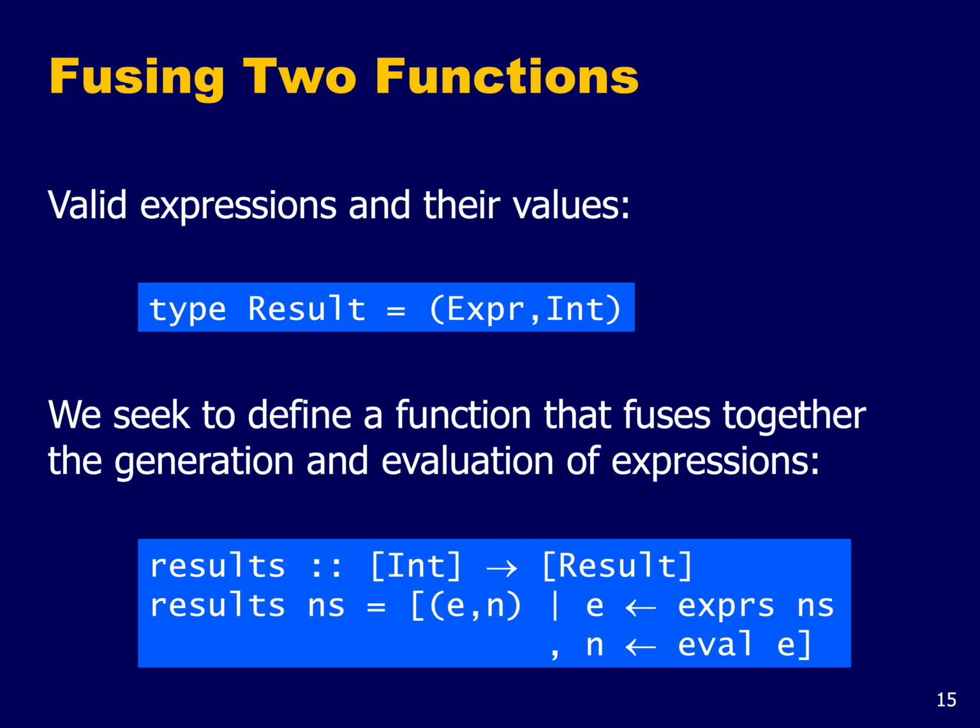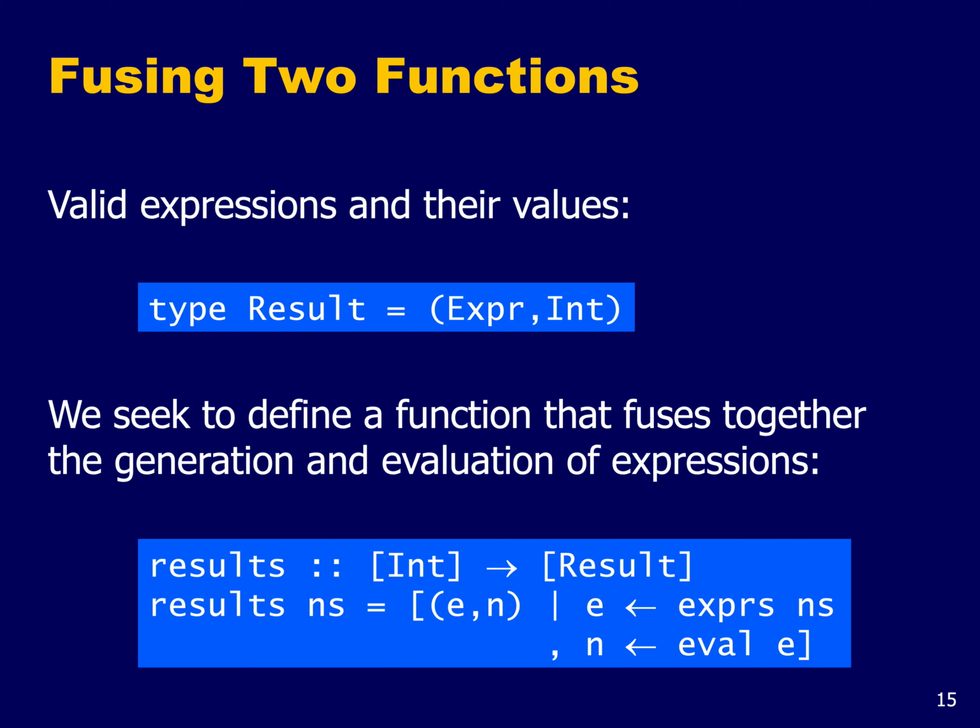And now we can specify what we're trying to do. What we'd like to do is define a function that fuses together the generation of expressions using the express function and the evaluation of expressions using the eval function. So the definition of the function results is at the bottom of the slide. This doesn't improve efficiency yet. We haven't fused anything together, but it explains what we're trying to do here. This is a kind of specification that we would like to implement in a more efficient way.